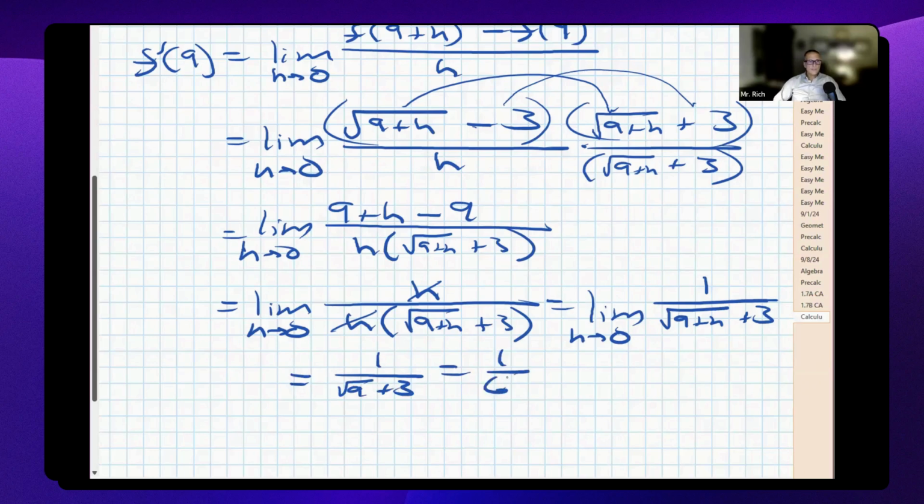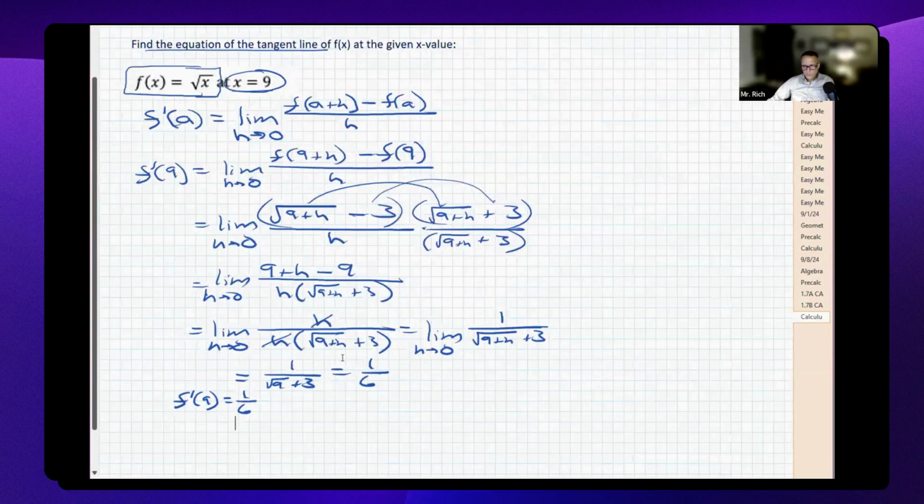So what all of this work tells me is that the derivative of my original function evaluated at x equals 9 is 1/6. Okay, we're still not done, because the original question was asking us to find the equation of the tangent line of this function f of x at x equals 9.